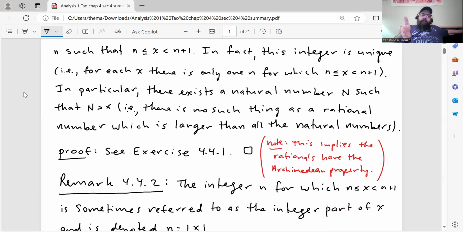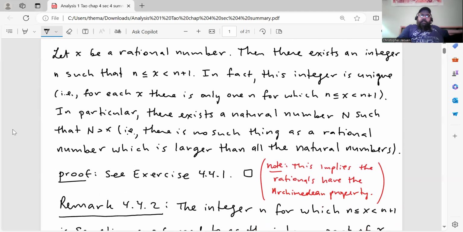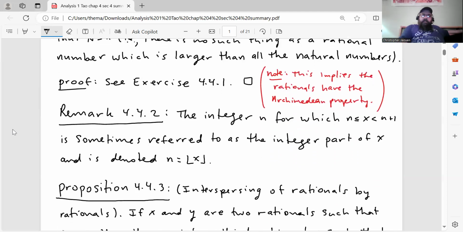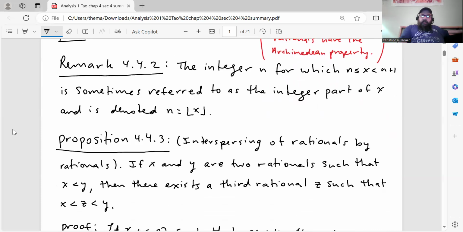And then in red here, this note is not in the book, it's just my note, but this proposition here implies that the rationals have the Archimedean property. So that'll be useful in one of the propositions that we'll prove in this section in a few minutes.